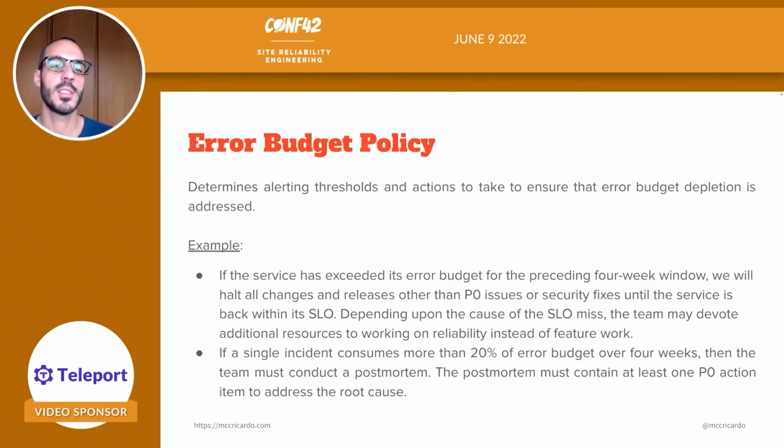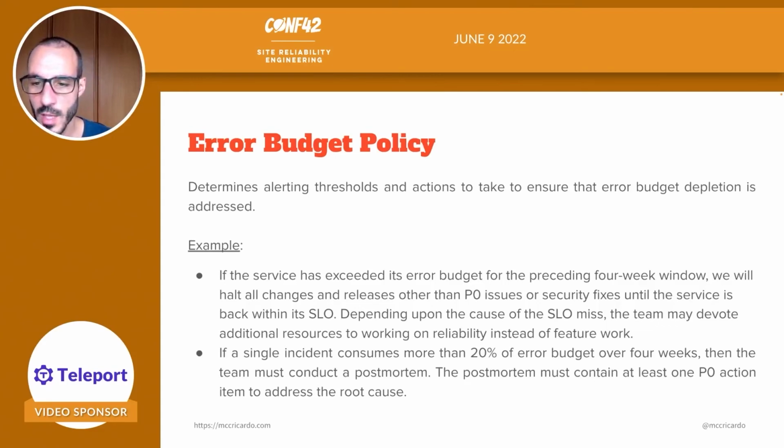The error budget policy is a policy that is defined beforehand, where we say that if X happens, we will take actions A, B, and C. Here are a few examples, and I'm going to show a more detailed document in a second. We can say that if the service has exceeded its error budget for the preceding 4-week window, we will halt all changes and releases on our service, and we will only do P0 issues or security fixes until the service is within the SLO.